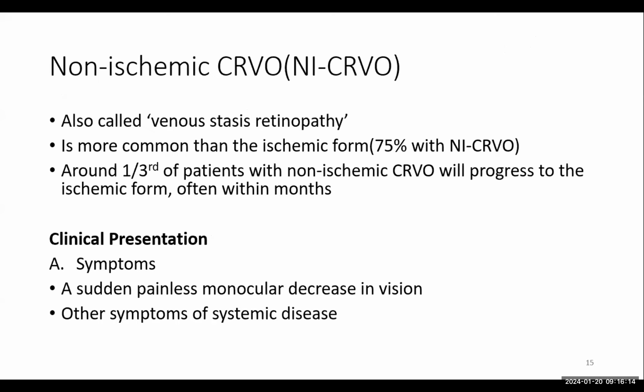The non-ischemic type of central retinal vein occlusion is also referred to as venostasis retinopathy. It is more common than the ischemic form, and it occurs in 75% of patients; 75% of retinal vein occlusion is non-ischemic. Around one third of patients with non-ischemic central retinal vein occlusion will later progress to the ischemic form, often within months of onset of the occlusion. Then what is the clinical presentation of non-ischemic?